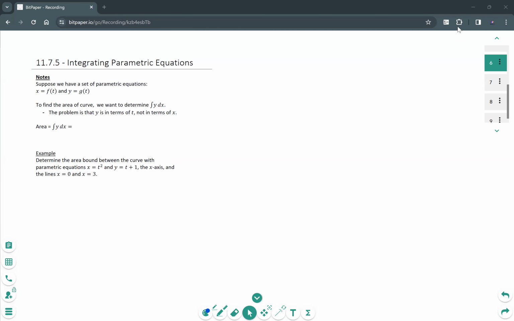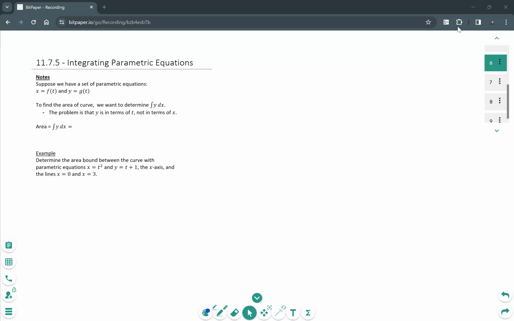So this lesson is about the last integration skill that you have to learn, which is integrating parametric equations. Now, I don't know why this is not in the textbook. That's why I put it as 11.7.5, because you need this before 11.8, but it's not included after 11.7. So I put 11.7.5, integrating parametric equations.